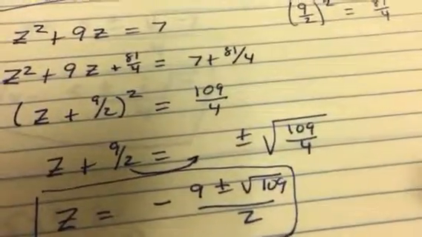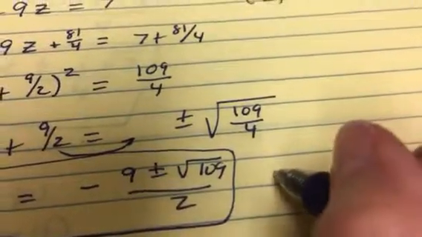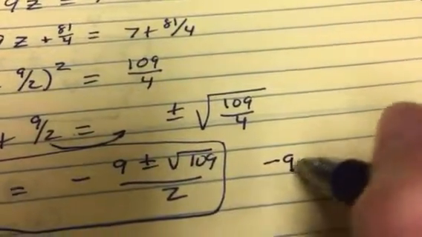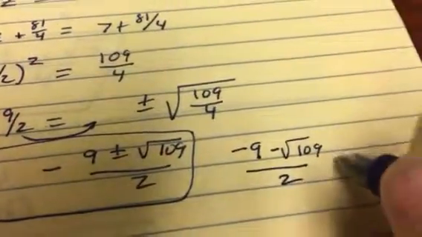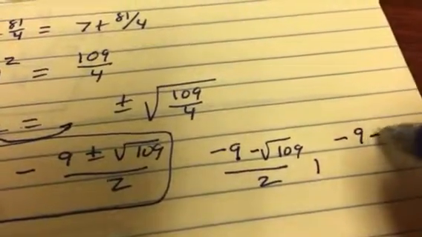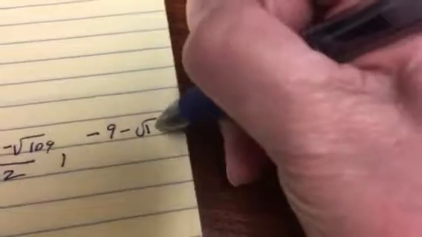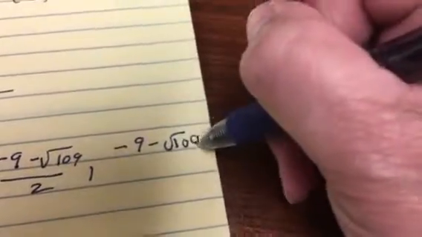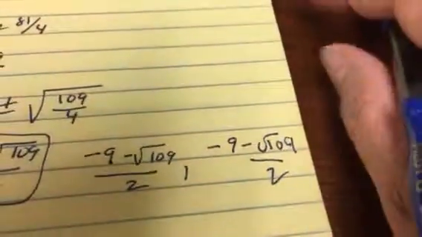Now you will see that they will write this out as two separate parts. They will write negative 9 plus square root of 109 over 2, comma, negative 9 minus square root of 109 over 2. And there's your two solutions. This is not an ordered pair. These are just solutions.